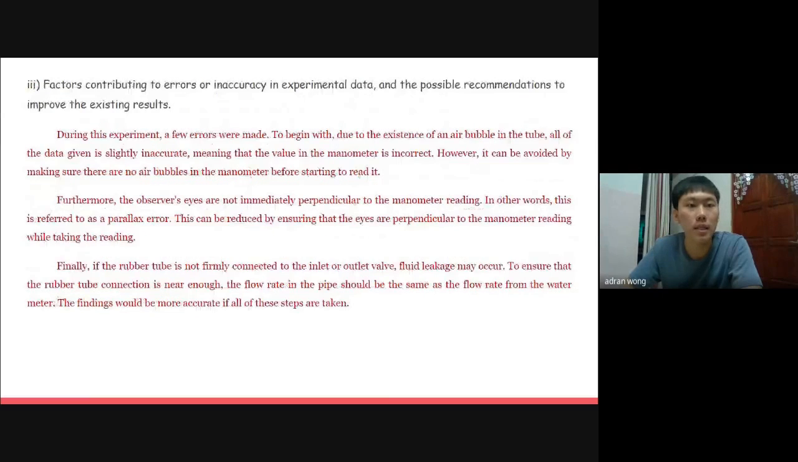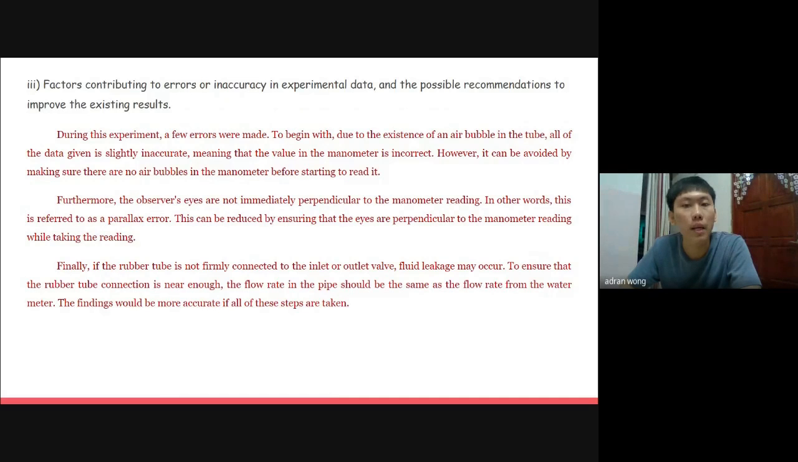And next is the third part of the discussion: factors contributing to errors or inaccuracy in experimental data and the possible recommendations to improve the existing results. During this experiment, a few errors were made. To begin with, due to the existence of an air bubble in the tube, all of the data given is slightly inaccurate, meaning that the value in the manometer is incorrect.